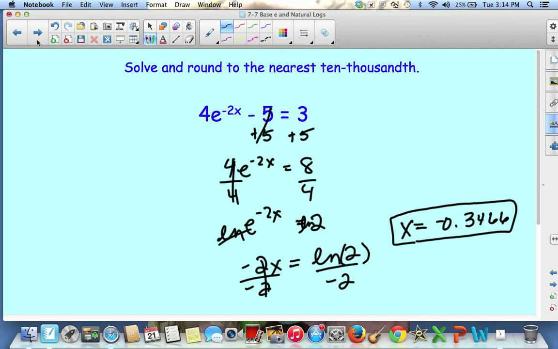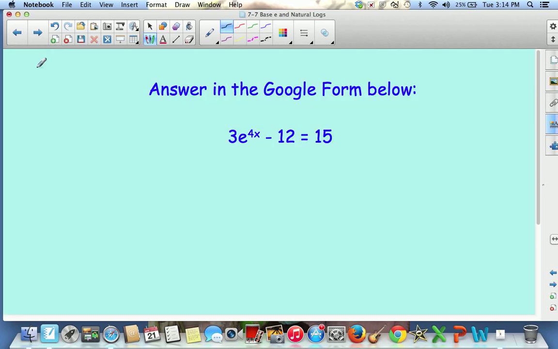Okay, so what I want you to do for next class is go ahead and solve this equation. Solve for x, please. Round to the nearest ten thousandths. So that's 4 decimal places. Go ahead and do that for this in the Google form below.